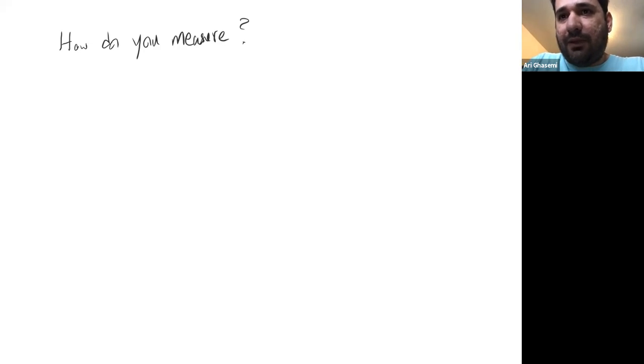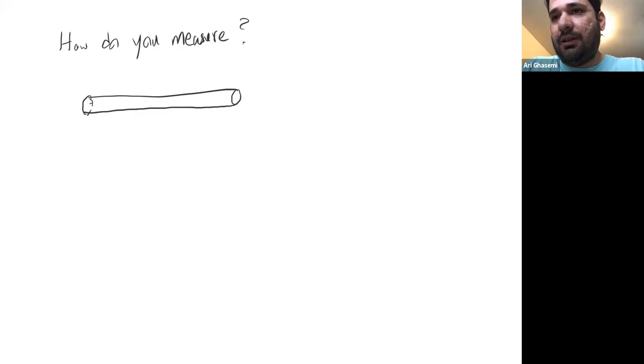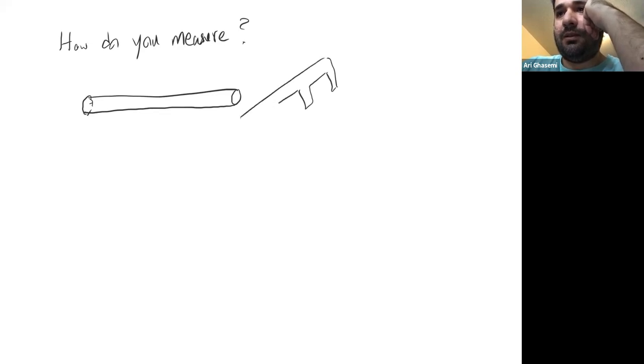Let's say you have a cylinder, a bar, and this is given to you in the lab. And I also give you a caliper. So this is your caliper. Let's draw it here. It's a digital caliper. And then I say, measure the diameter. What is D? The diameter.